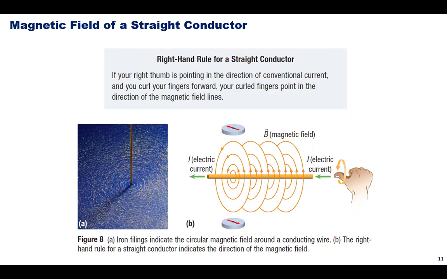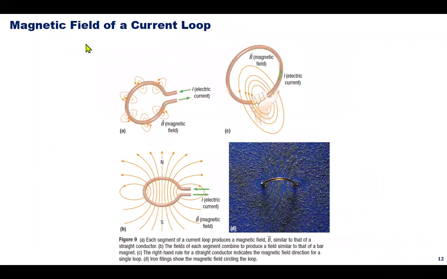Okay, so the right-hand rule for a straight conductor states that if your right thumb is pointing in the direction of conventional current and you curl your fingers forward, your curled fingers point in the direction of the magnetic field lines, which is shown here in figure 8B. All right, so this is the magnetic field of a straight conductor. So next, let's have a look at the magnetic field of a current loop.